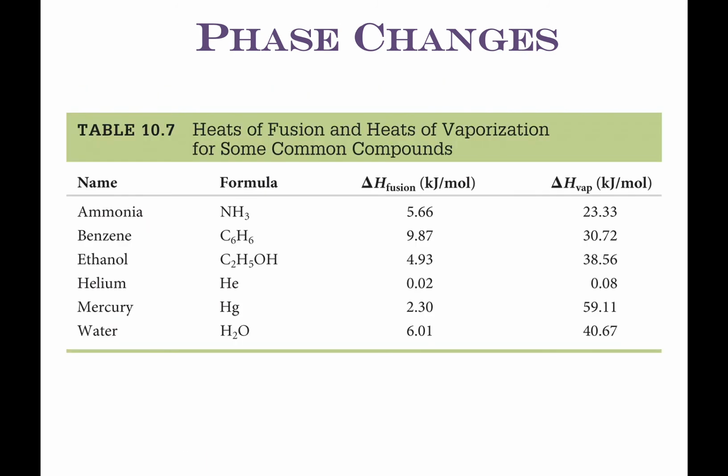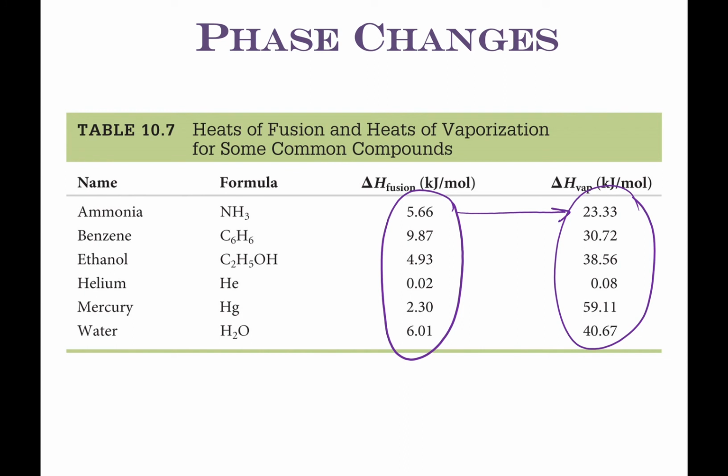All right, so let's take a look at these values. For fusion, for melting, ammonia 5.66, delta H of vaporization 23.33. Benzene 9.87, vaporization 30.72. Ethanol 4.93 for fusion, 38.56 for vaporization. Helium 0.02 up to 0.08. Why are these so much higher? I want you to think about that. Pause it if you need to.